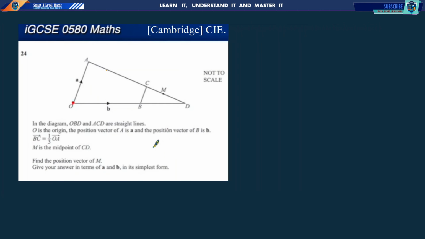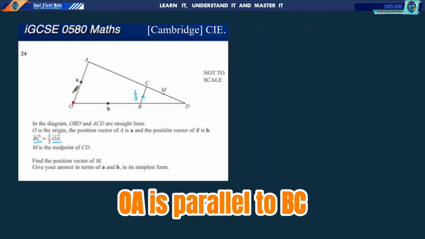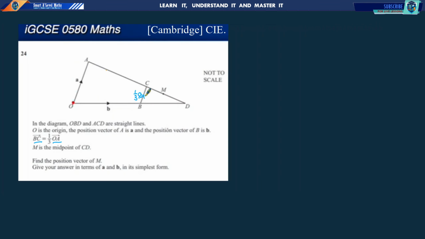So when we have a question of this form, we need to take care of what is given to us here. This relationship is very important. We are given that BC, and our BC is this one, is equivalent to 1/3 of OA. So this vector BC is a scalar multiple, 1/3 of OA, and we know OA is vector A. That is one thing we need to note.